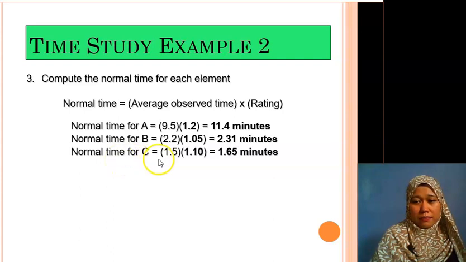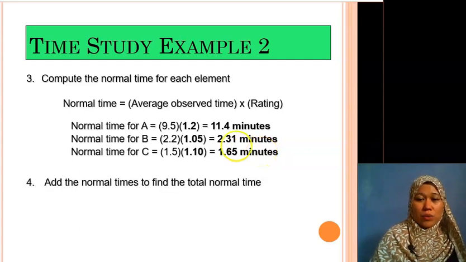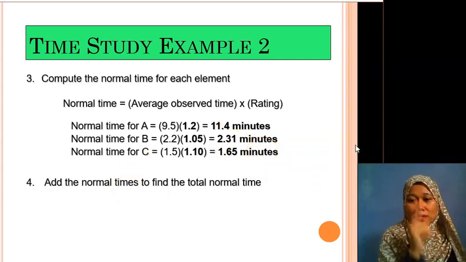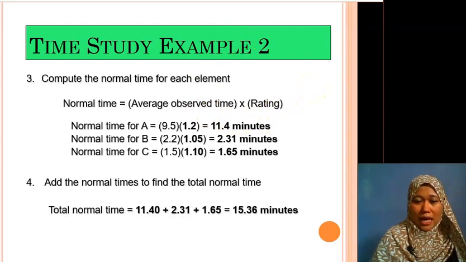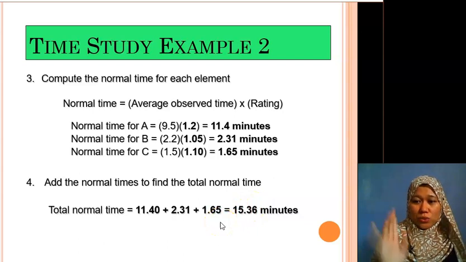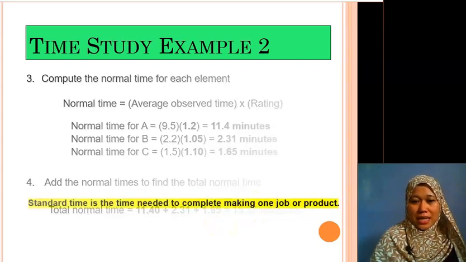Then the observed time for task C is 1.5, multiplied by 110%, so it becomes 1.10. So we get 1.65. Next step, because for standard time we only have one standard time, you have to add up all the tasks, A, B, C, to get the total normal time, and then you can convert into standard time.